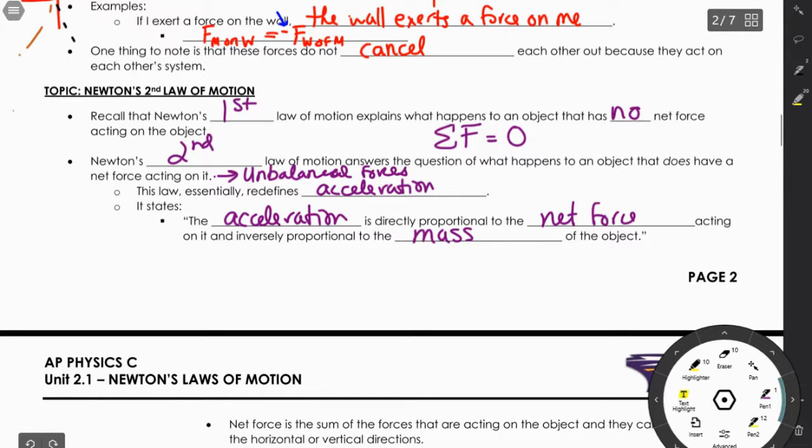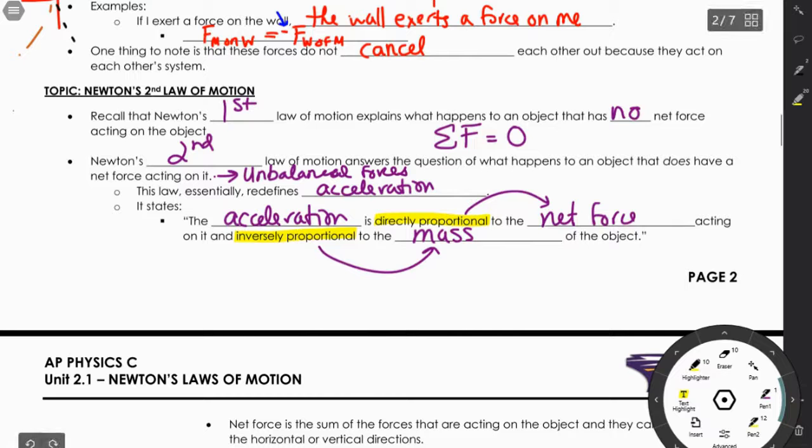So you're going to see math terms here. He defined a lot of stuff using math. So the first thing we're going to note is that the acceleration is directly proportional to the net force, but then it's inversely proportional to the mass of the object.